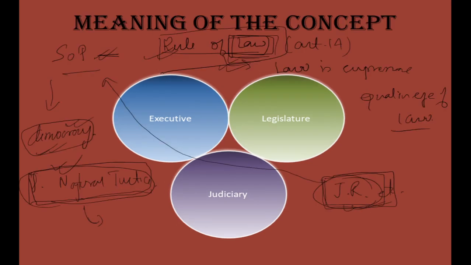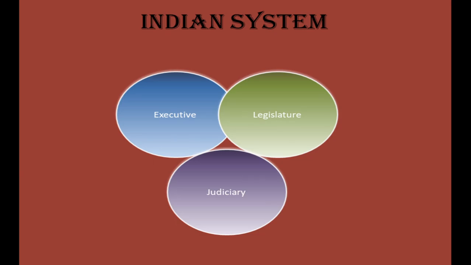So now we have discussed the separation of power in the United States system. Now we'll discuss it in the Indian system. India, unlike the US, follows a parliamentary form of governance. In a parliamentary system, the executive is part of the legislature. So this shaded region is the overlap that I am showing.